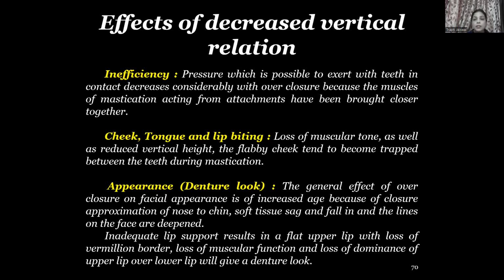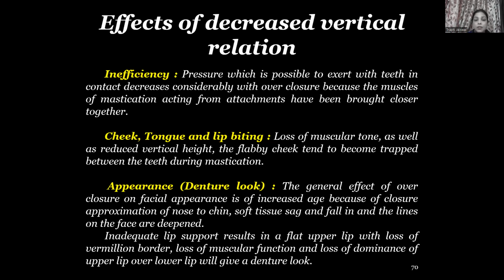The pressure which is possible to exert with teeth in contact decreases considerably with overclosure, because the muscles of mastication, acting from their attachments, have been brought closer together. Muscles are closer together, so inefficiency will occur. Cheek, tongue and lip biting will occur. Loss of muscular tone as well as reduced vertical height. The flabby cheek tends to become trapped between the teeth during mastication.